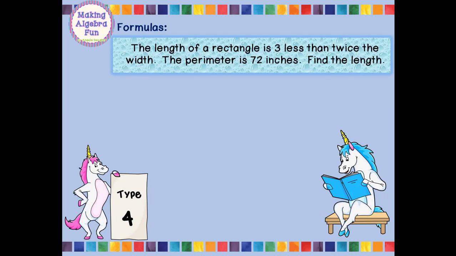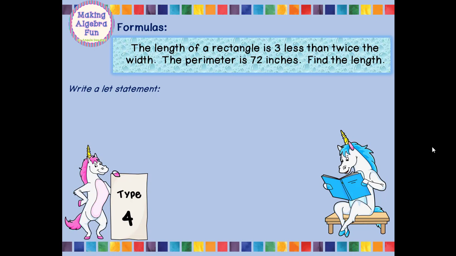An example that you would use a formula for: the length of a rectangle is 3 less than twice the width. The perimeter is 72 inches. Find the length. So the first thing we're going to do is think about what formula would apply for this question. And you should notice that they tell us the perimeter is 72. So perimeter means add up all the sides. And in the case of a rectangle, it would be twice the length plus twice the width. So we'll get to that in just a second.